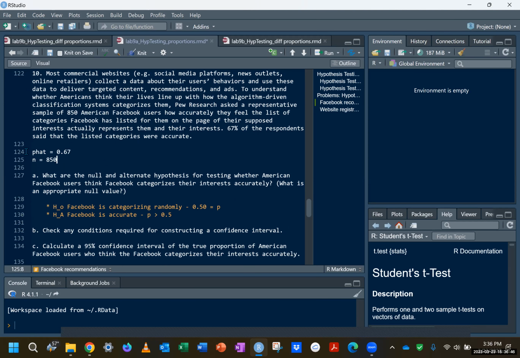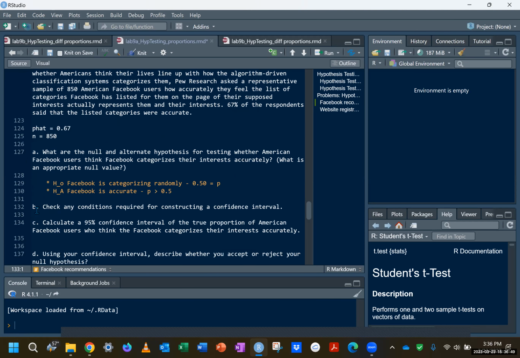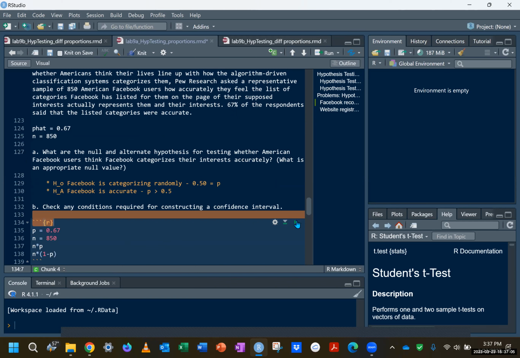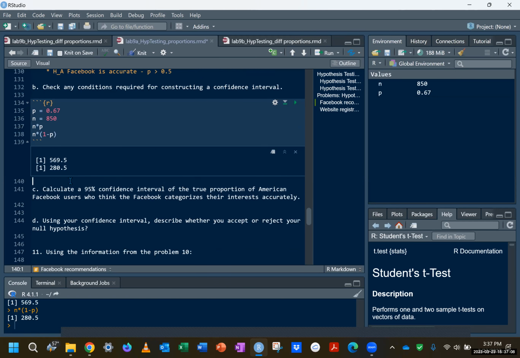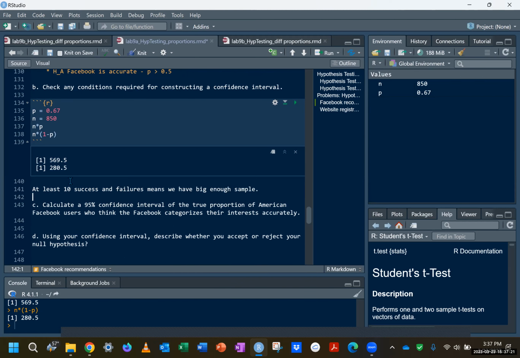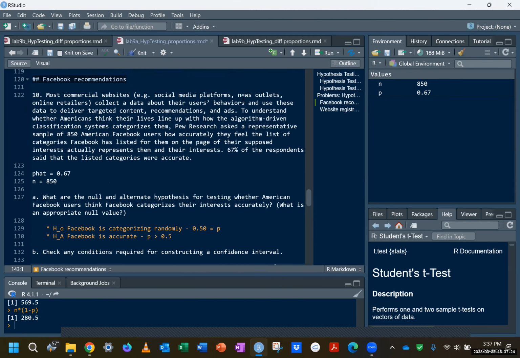So to check these conditions, I'm going to use these two values here: successes and failures. I'm going to call this p just so I can have less typing. n times p is the successes, n times 1 minus p is the failures. And so we can check that, hey, look, there are at least 10 successes and failures. This means we have a big enough sample. Proceed.